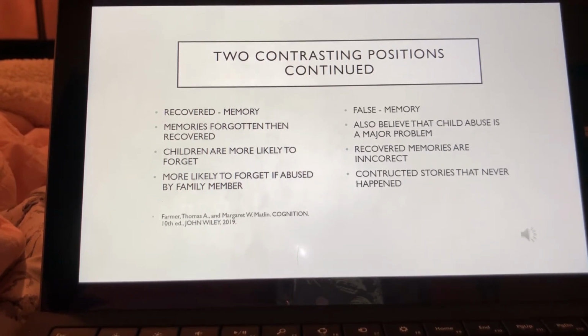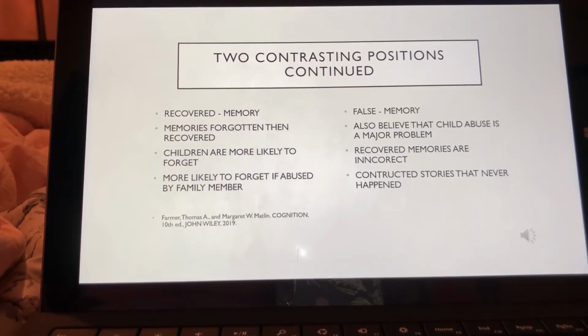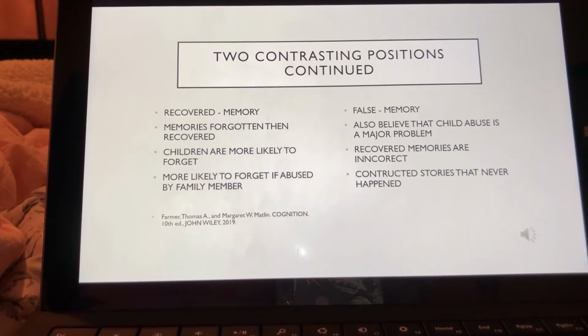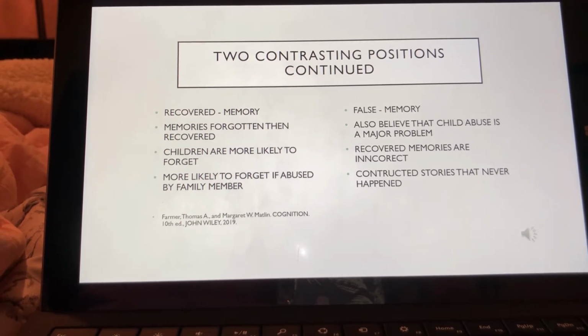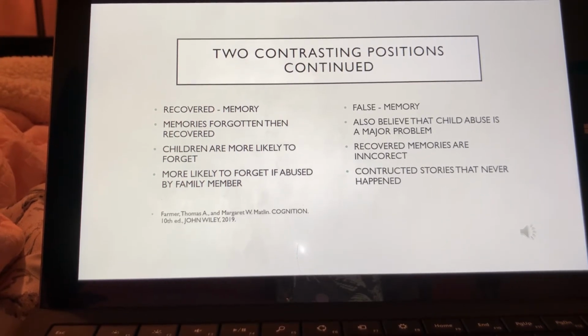And this is memories that are recovered or brought out later on in life that are just completely false, completely constructed stories that never happened but are believed to have happened by the patient or the person telling the story.